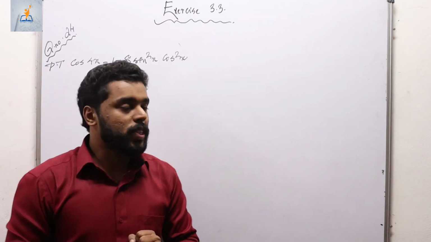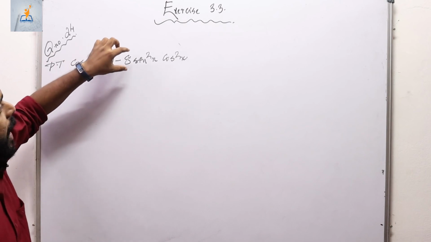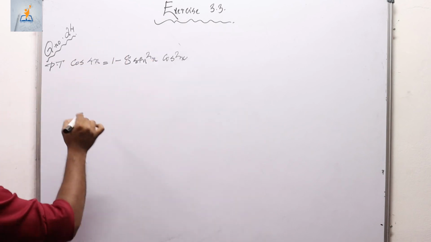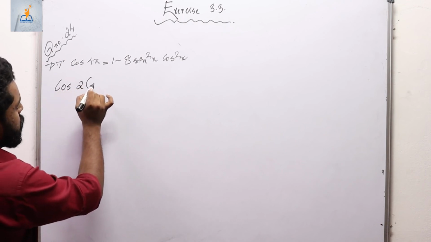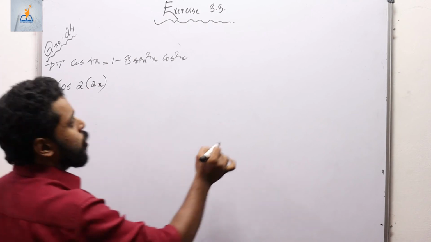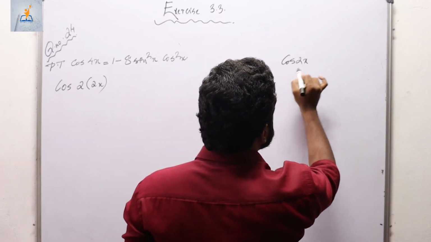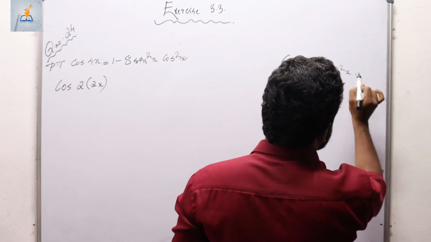Now coming on to question number 24. Prove that cos 4x is equal to 1 minus 8 sin square x cos square x. We shall begin as quickly as we can because we know the formula for cos 2a. So we can split cos 4x is equal to cos 2 into 2x. We know that cos 2x is nothing but 1 minus 2 sin square x, isn't it?